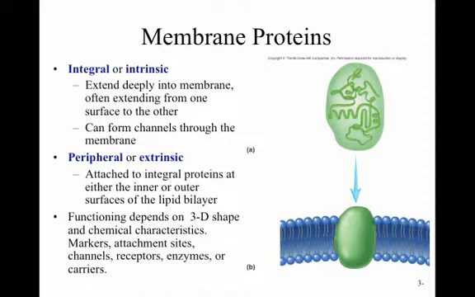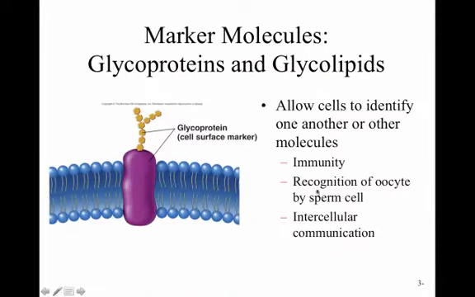Attachment sites, maybe it's a gated protein channel, and so it needs to attach an ion to it first and then it opens up. It'll have a channel for whatever ion or molecule is going through. It would have a receptor. It could be an enzyme attached to the surface that would catalyze another reaction. Or it could also be a carrier. It has lots of different functions.